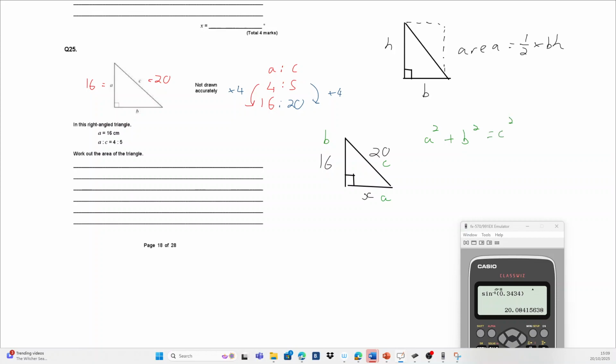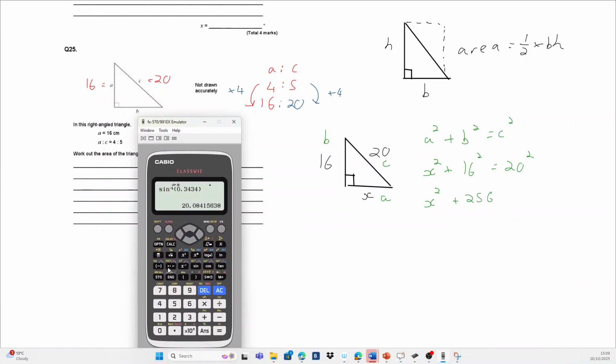And again, we substitute our values now. So a is equal to x. So I've got x squared plus b squared, which is 16 squared, is equal to 20 squared. So I've got x squared plus 16 squared, which is 256. I'm just going to double check that, but that is correct. 99% sure, so 16 times 16, yeah, good. Is equal to 20 squared, which is 400.